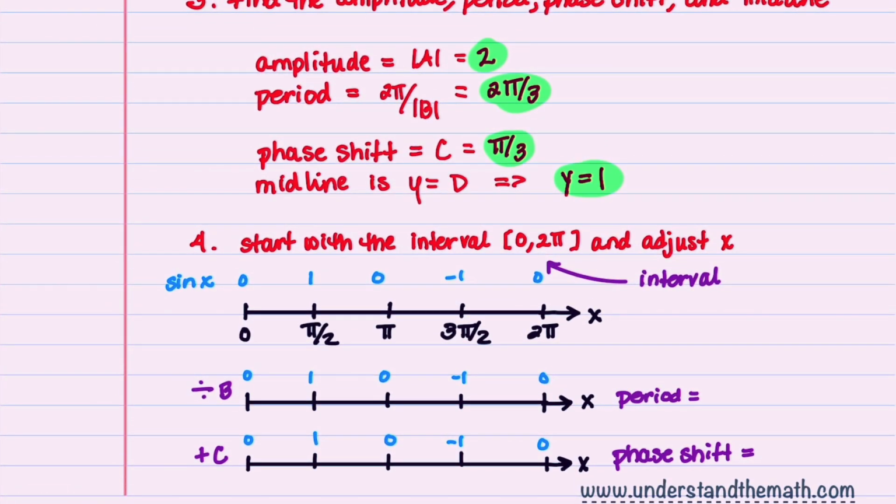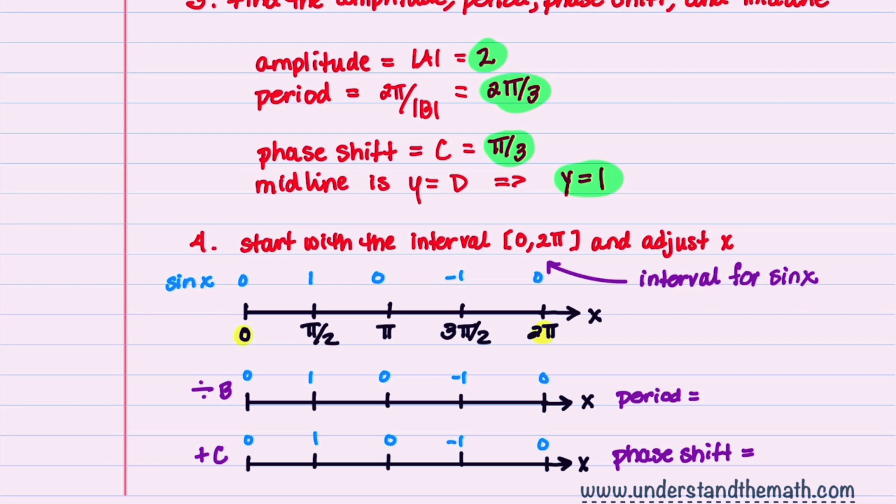In our fourth step, we'll find the x values for one period of our function. We're going to start with the interval from 0 to 2 pi, and then we'll adjust x. 0 to 2 pi is our interval for sine x, and that's always the starting point. I've included the amplitude for sine x because we're going to need that in our fifth step. We'll now adjust for our period and our phase shift.